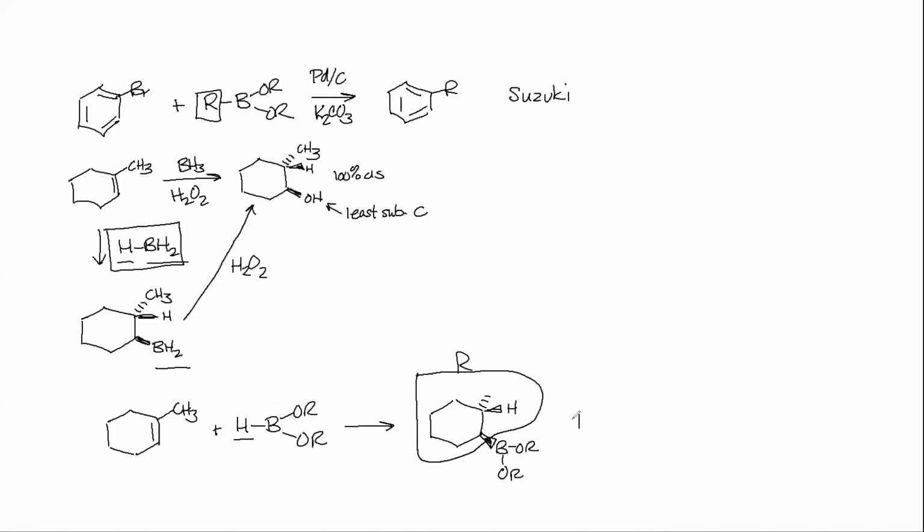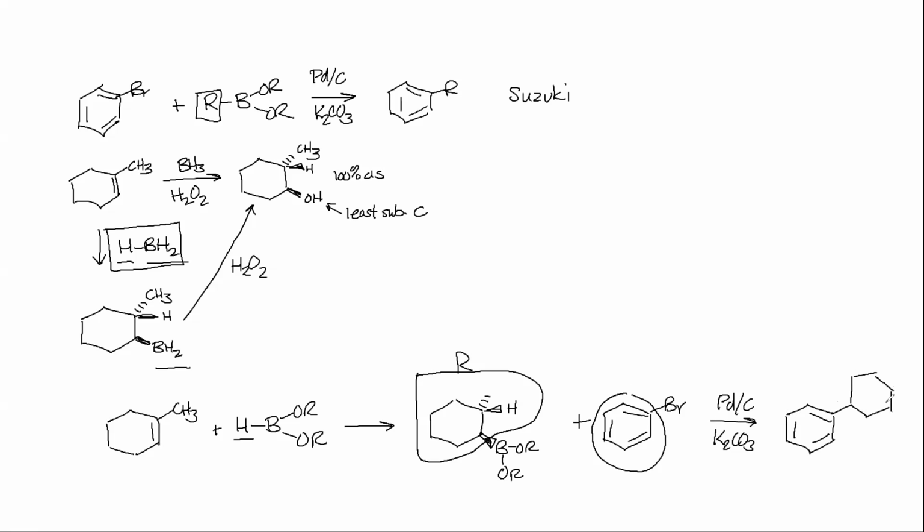Then you would take that molecule and react it with the bromobenzene with our palladium, our carbonate, and that's going to couple the benzene ring to the R group. So in this case, the molecule is going to look like this. You're going to have your benzene ring coupled to the cyclohexane ring with, in this case, the methyl group there, and the stereochemistry would be the same. So the H and the benzene ring would both be cis in this case, because the benzene ring is going to couple and go right in the place of the boron.